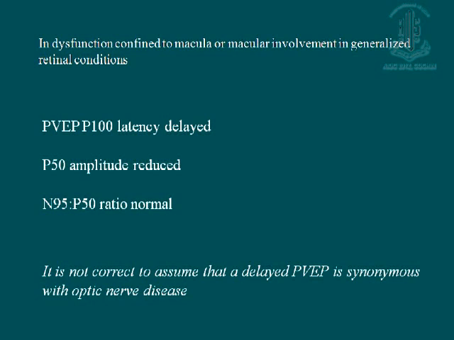So even if you're doing only a VEP and getting an abnormal latency, it's incorrect to assume that it is an optic nerve pathology. It can still be a macular pathology. This is something which is often ignored. Most of us know about it, but when we look at VEP recordings, the moment we see a delayed latency, we say it's an optic nerve pathology. It may not be true, and that's where the role of pattern ERG comes in. It helps you to delineate the two.